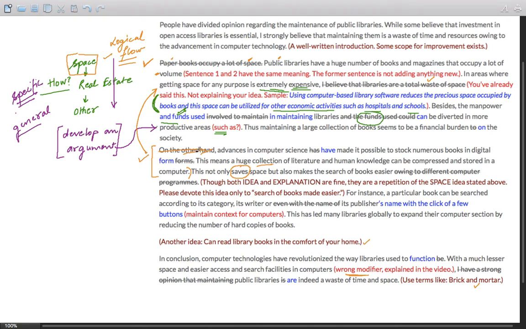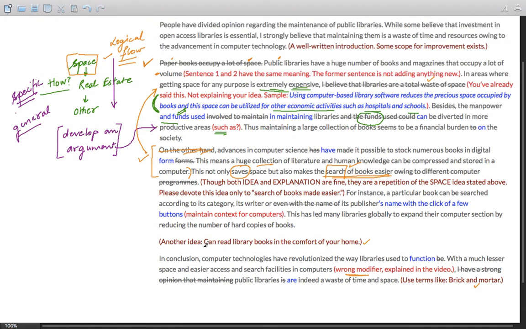The first sentence of this paragraph should have been on the idea that it makes the search of books easier. So the first sentence should be on search of books, and the remaining should be an explanation of how it eases the search. Additionally, you could have used another idea.